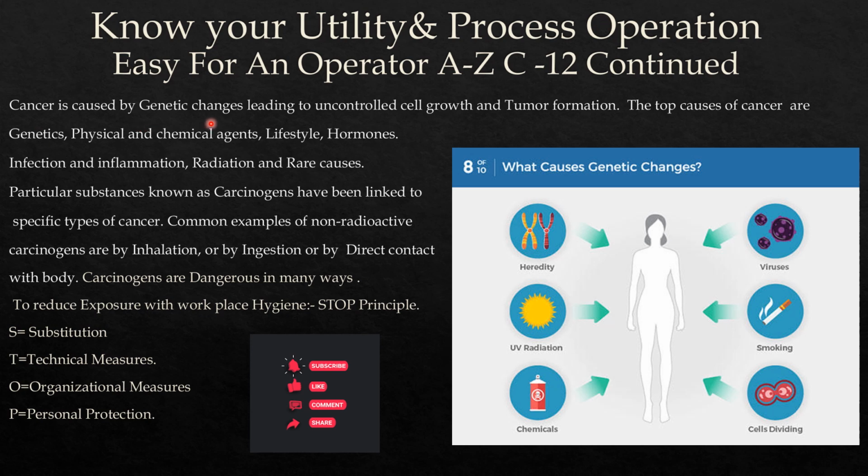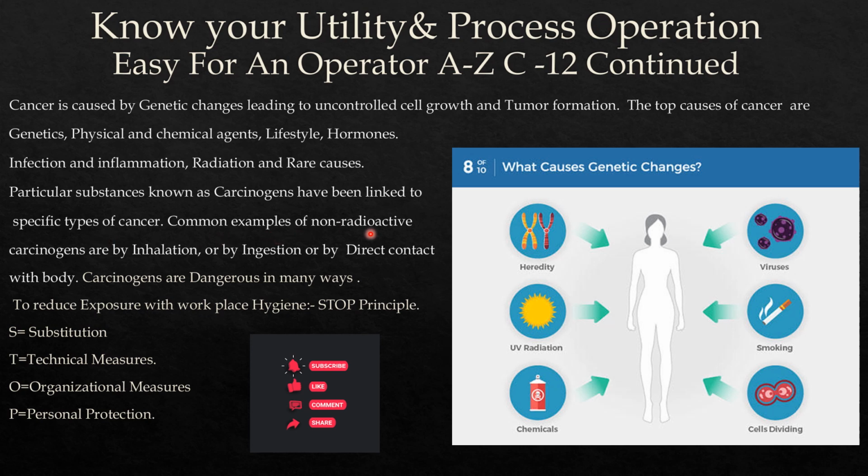Cancer is caused by genetic changes leading to uncontrolled cell growth and tumor formation. The top causes of cancer are genetics, physical and chemical agents, lifestyle, hormones, infection and inflammation, radiation, and rare cases. Radioactive chemical or material will lead to cancer. Particular substances known as carcinogens have been linked to specific types of cancers.